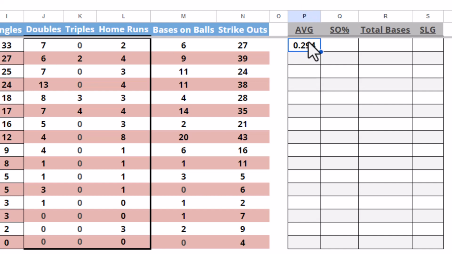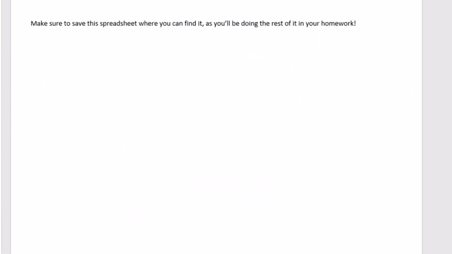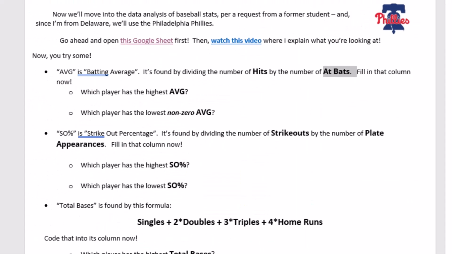That actually is a percentage. The batting average is not given as a percentage, but that is 29.4% of the time. For whatever reason, baseball doesn't do that. I am going to copy it down. There we go. Those, my dear friends, are the batting averages for all of the players on the Phillies. And then I asked you some questions here. I said, which player has the highest batting average and the lowest non-zero batting average?